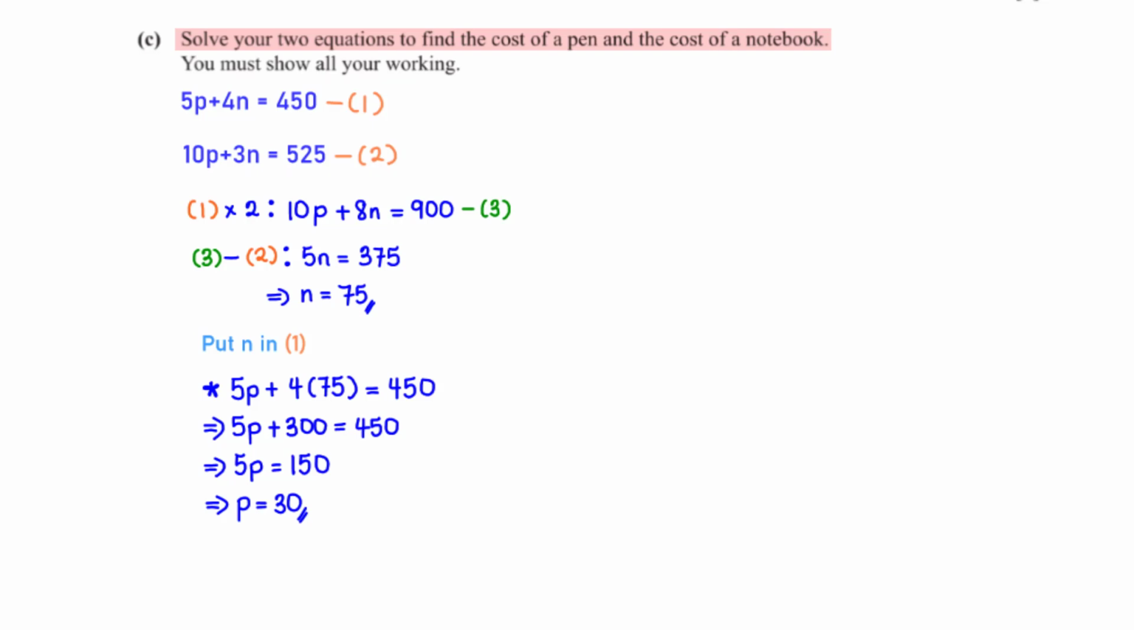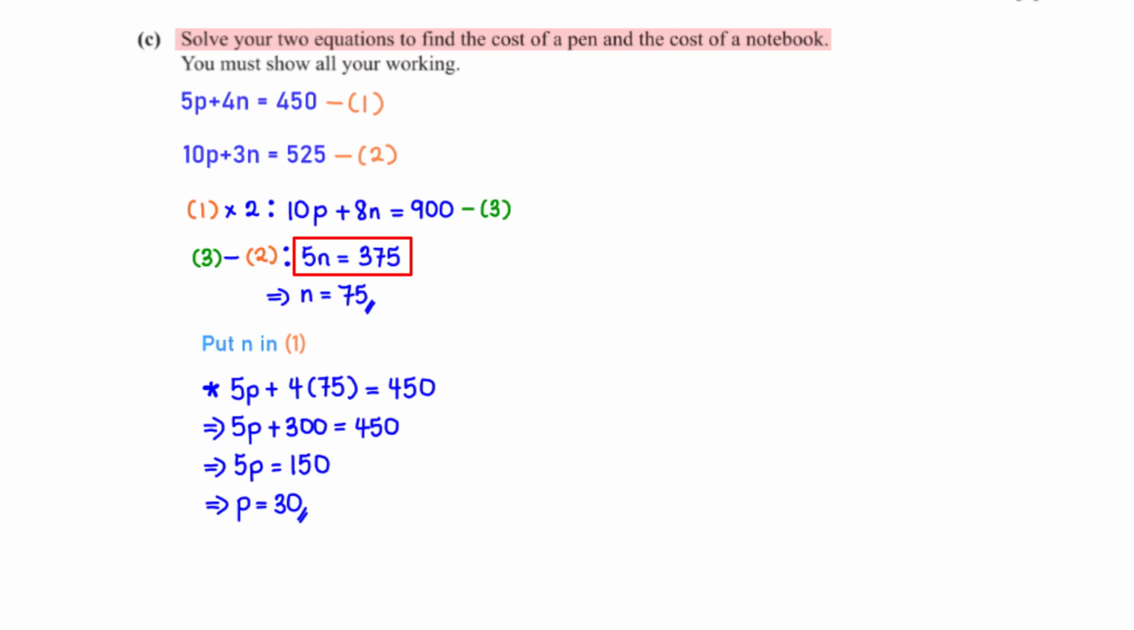We want to eliminate p, so we multiply equation 1 by 2. This gives us 10p plus 8n equals 900, which we've labeled as equation 3. Now that we have 10p in equation 2 and equation 3, we can eliminate p by subtracting equation 2 from equation 3. This gives us 5n equals 375.